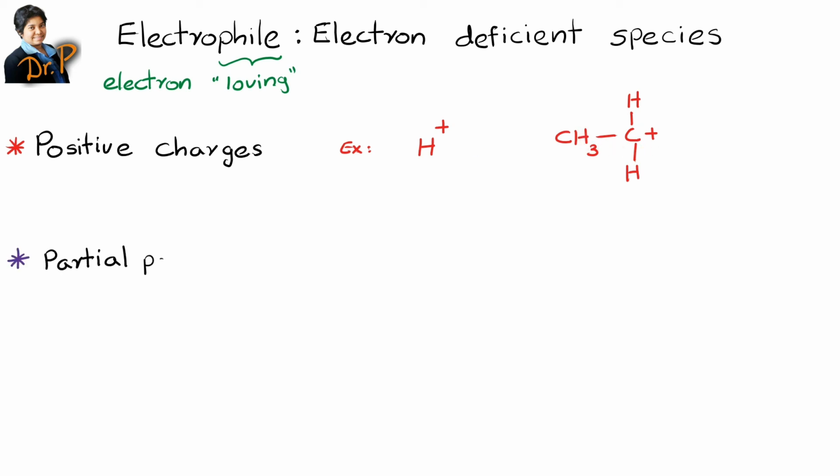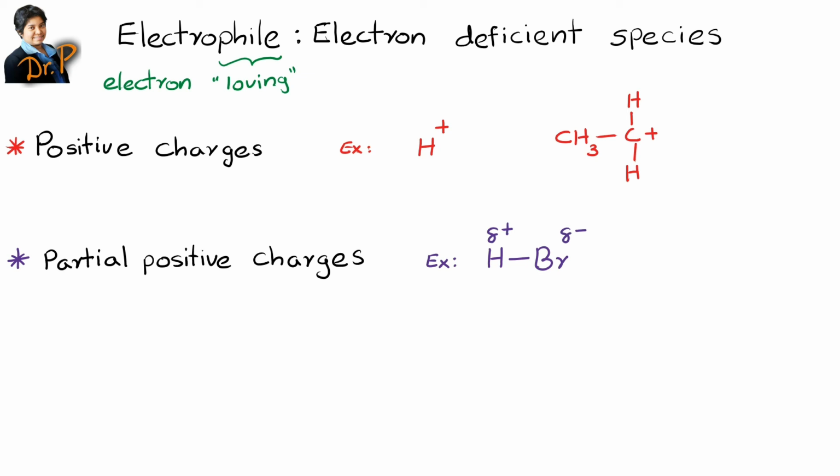What else can act as electrophiles? Partial positive charges. So what is the difference between a positive charge and a partial positive charge? You get a positive charge by complete loss of electrons. However, in partial positive charges, you don't find a complete loss of electrons. It arises from the bond polarities.